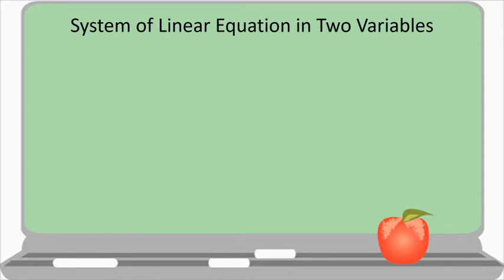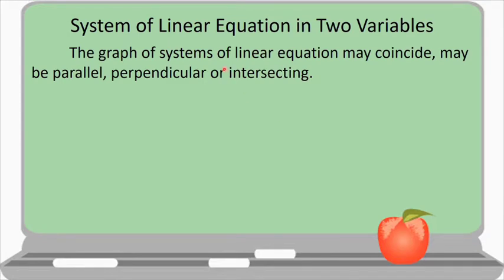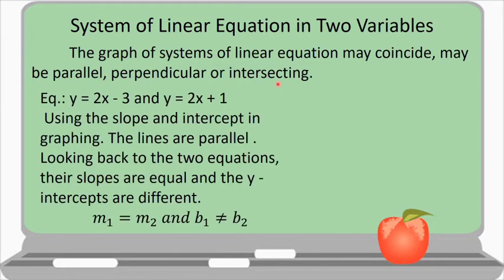Today, we will discuss systems of linear equations in two variables. The graph of a system of linear equations may coincide, may be parallel, perpendicular, or intersecting. So let us have an example. We are given the equations y equals 2x minus 3 and y equals 2x plus 1. Using the slope and intercept in graphing, the lines are parallel.